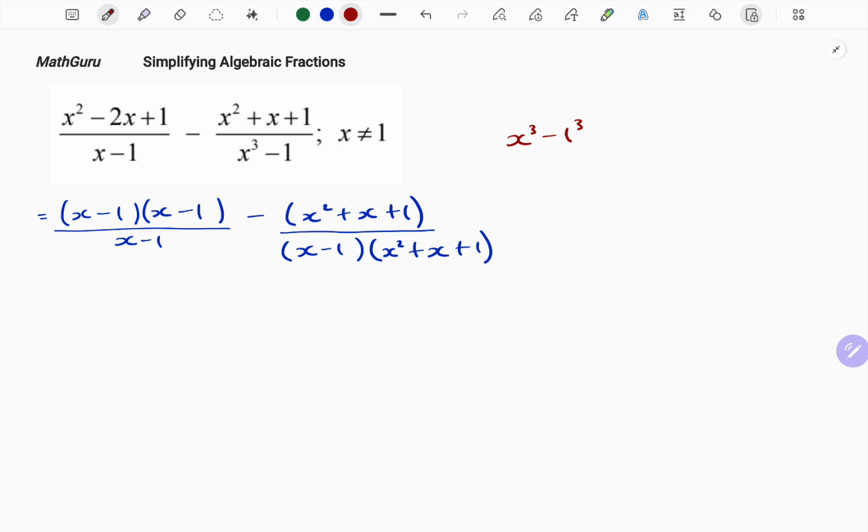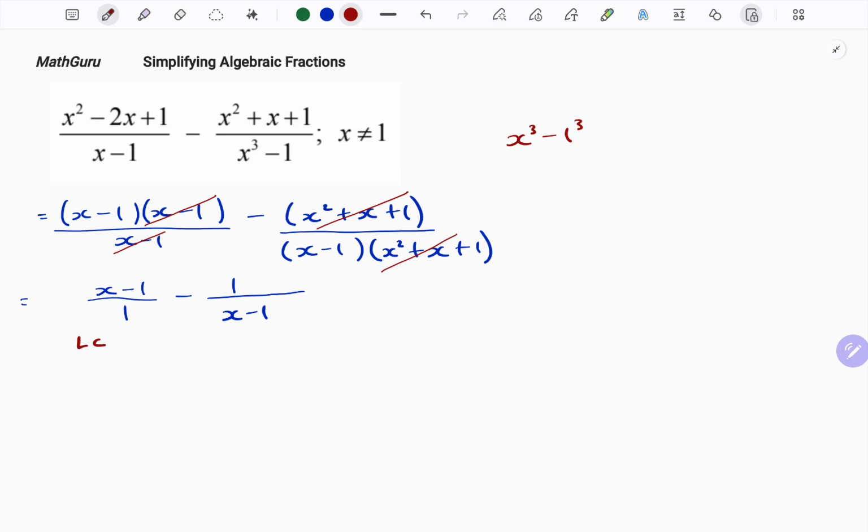So the next step, I'm going to try and reduce what I have. I have the same factors at the top and at the bottom, x minus 1, that goes out, and on my right hand side, I have the same factor at the top and at the bottom. So I'm left with x minus 1 over 1 minus 1 over x minus 1. Now I have something simpler to work with. The next step is to try and put them under the same denominator.